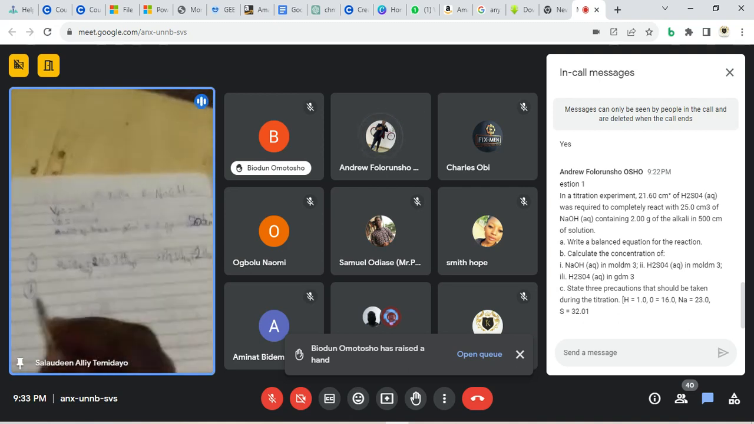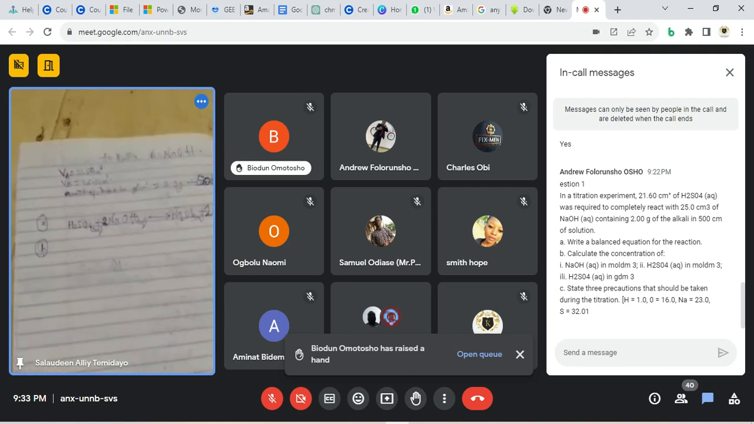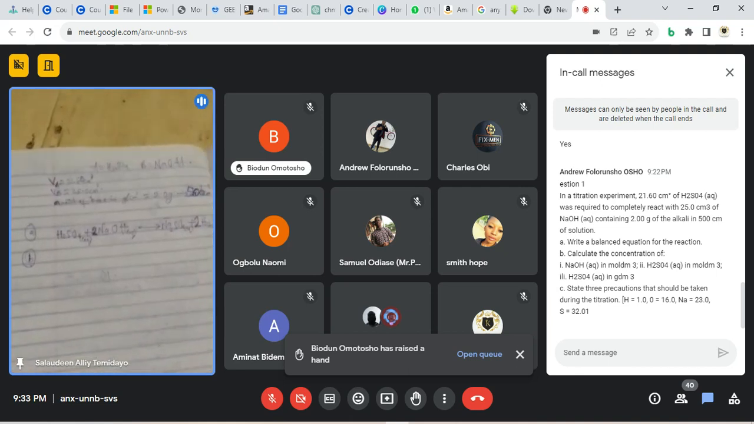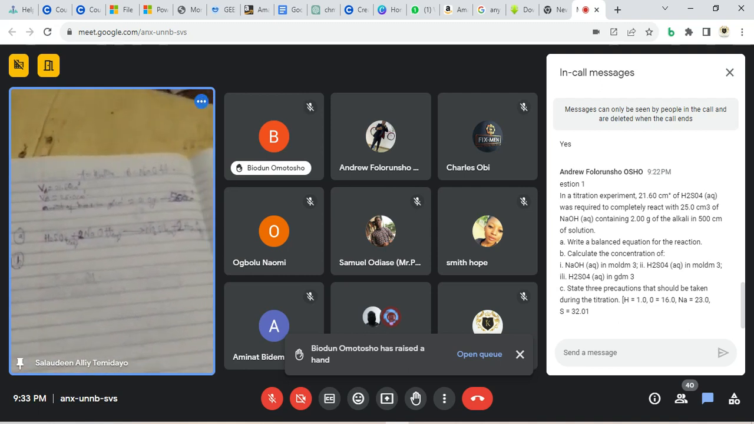So B is the next question. Let me see from the question given. B says, calculate the concentration of NaOH in moles per dm3.